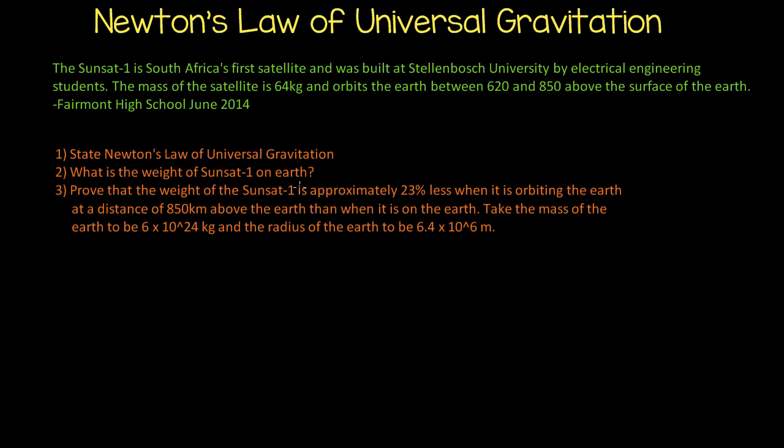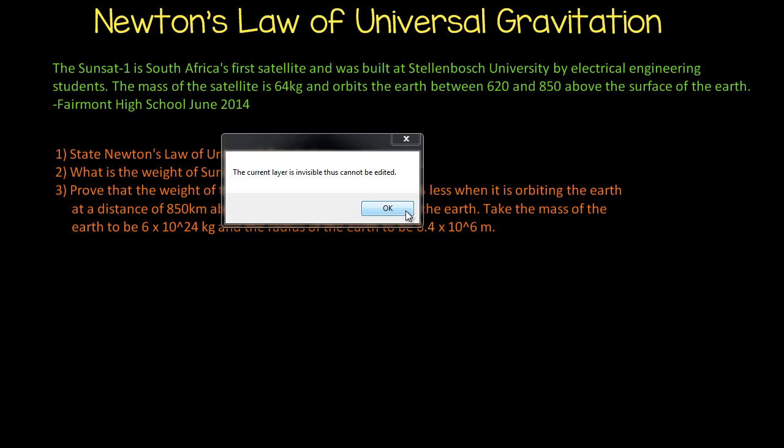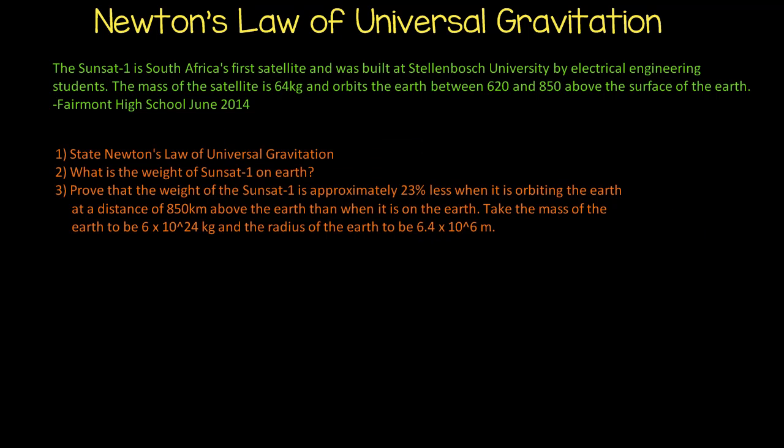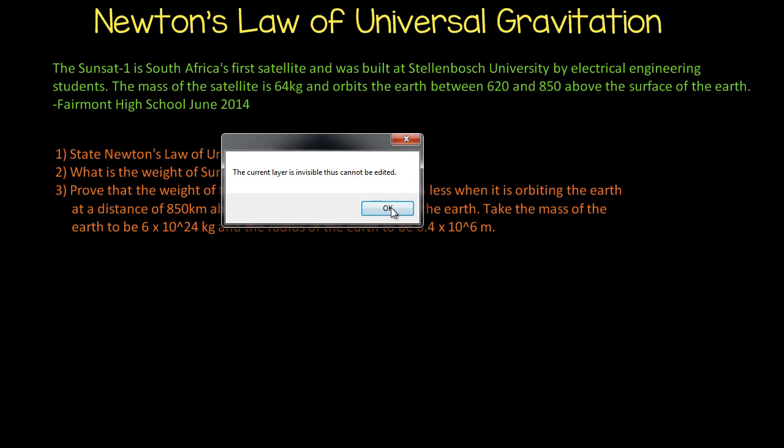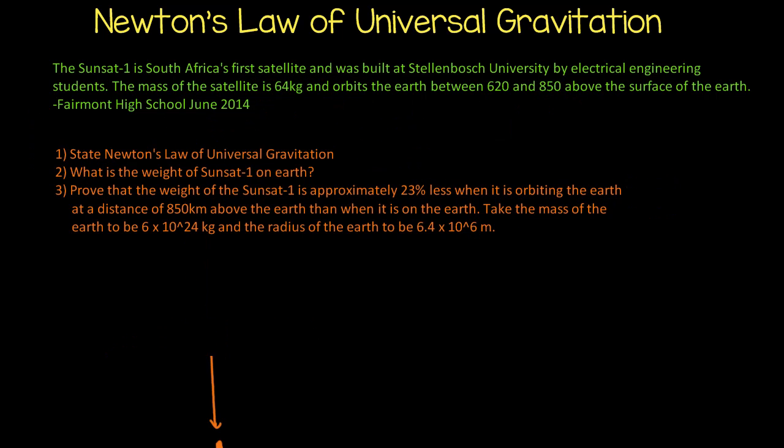This was a question in Fairmont High School's June 2014 physics paper, and it said the SunSat 1 is South Africa's first satellite that was built at Stellenbosch University by electrical engineering students. The mass of the satellite is 64 kilograms and orbits the Earth between 620 and 850 kilometers. I forgot to put that in kilometers. Oh no, there you go. Kilometers above the surface of the Earth.